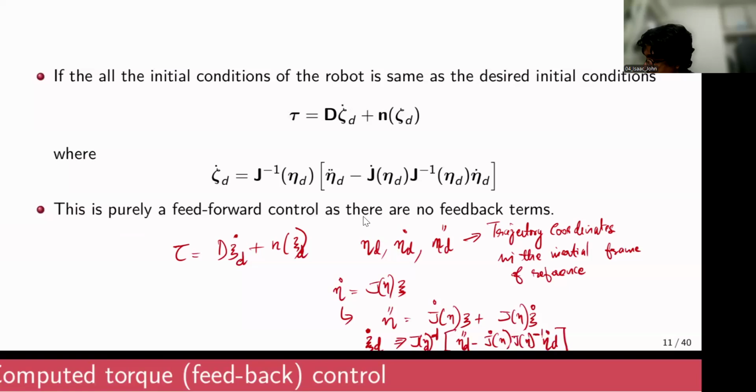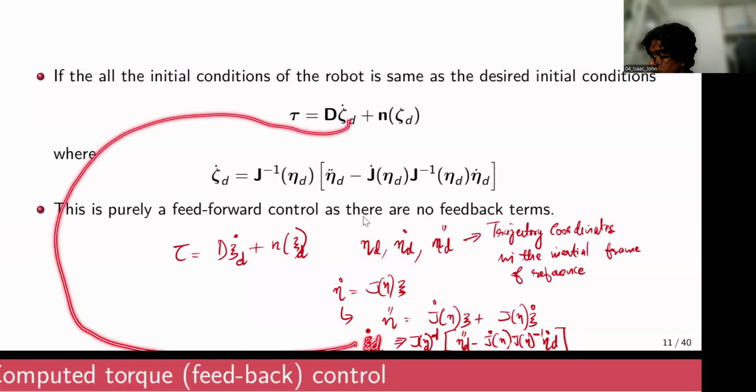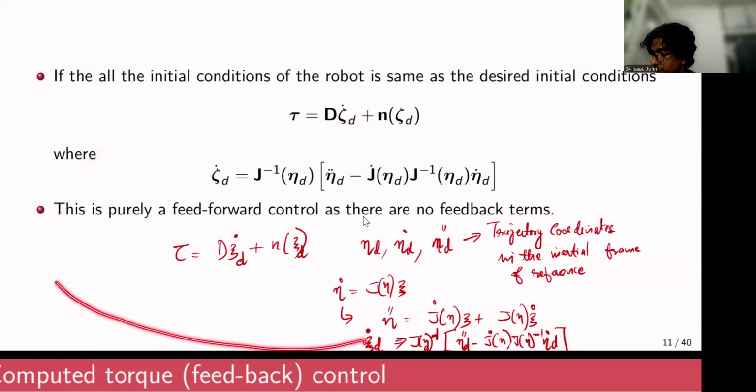Once you have your control input, you have the zeta desired dot in terms of eta desired double dot and eta desired dot, everything in terms of the desired trajectory coordinates. So once you estimate the zeta desired dot, you directly plug that over here, and then you will be able to get this tau vector. So that's about this inverse dynamic scheme.